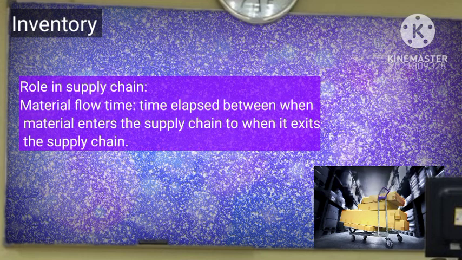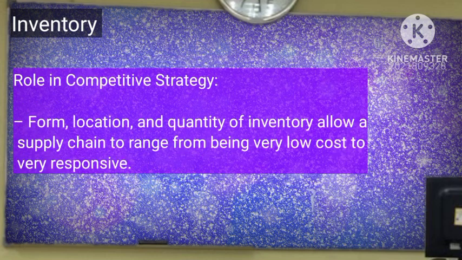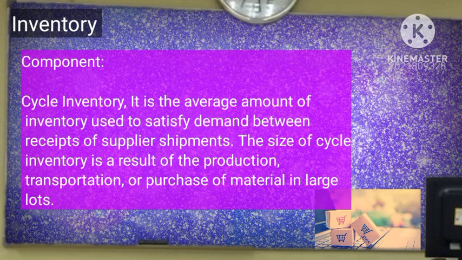Role in supply chain: material flow time is the time elapsed between when material enters the supply chain to when it exits the supply chain. Throughput is the rate at which sales to end consumers occur. Inventory and flow time are synonymous in a supply chain because throughput is often determined by customer demand. Role in competitive strategy: form, location, and quantity of inventory allow a supply chain to range from being very low cost to very responsive.